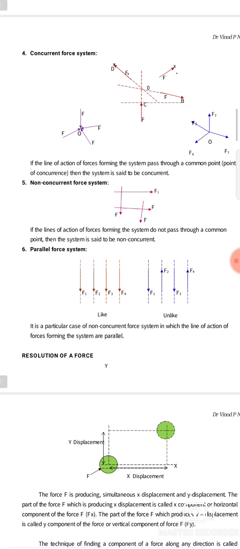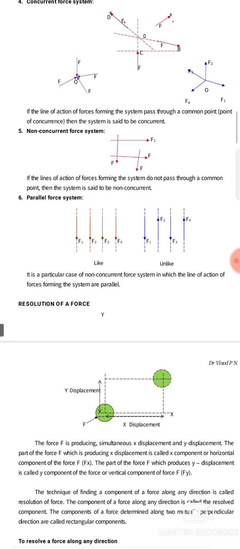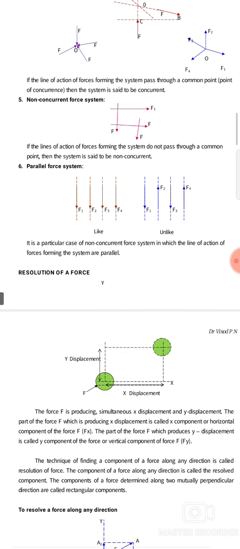The non-concurrent force system: if the lines of action of forces forming the system do not pass through a common point, we'll say that is a non-concurrent force system. Then parallel forces: a particular case of the non-concurrent force system in which the lines of action of forces forming the system are parallel. They may be in the same direction or different directions, but the forces should be parallel to each other.